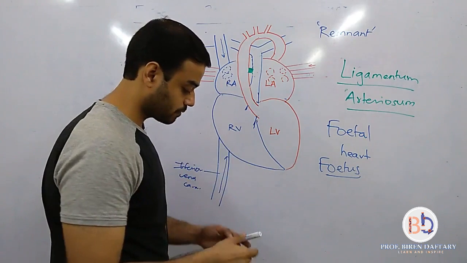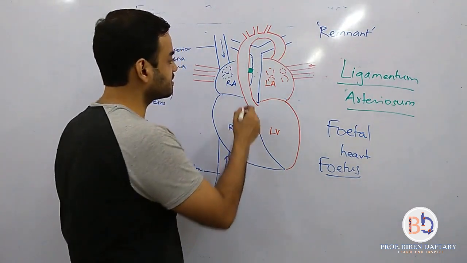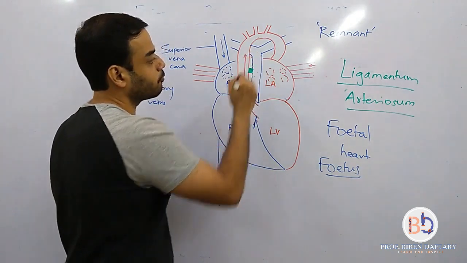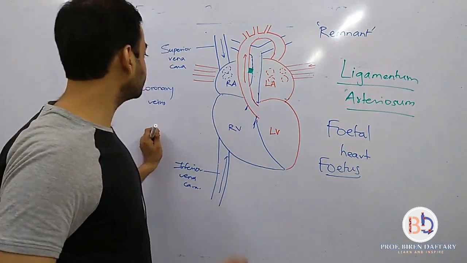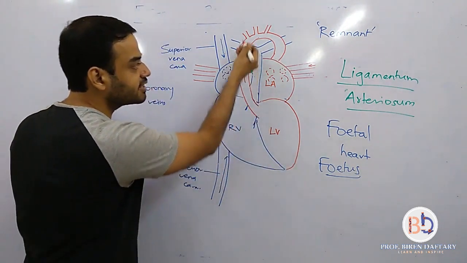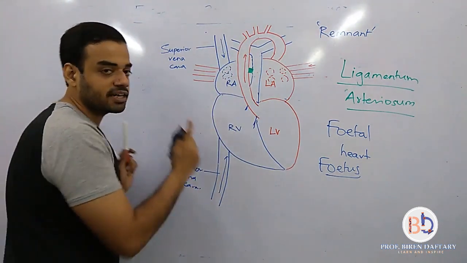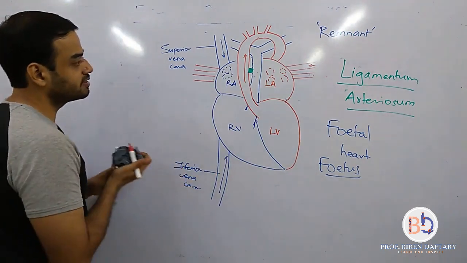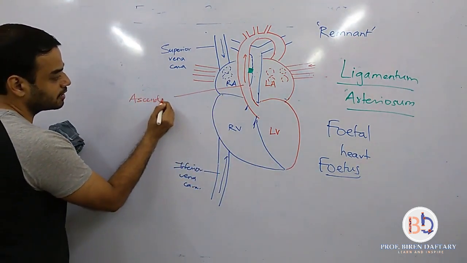The systemic aorta is divided into three parts. Now pay attention, okay. The first part is the part which is taking blood upwards. This part is called the ascending aorta. Why ascending? Because it is taking blood against gravity, in the upward direction. So this is called the ascending aorta.